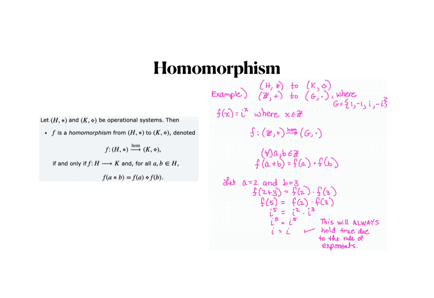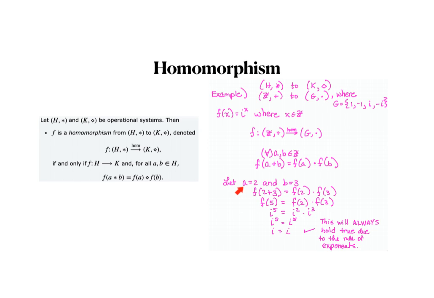And I'm going to show that that's the case. That means for all A and B that are in Z, just like over here, A and B are in H, here H is Z. For all A and B in Z, f of A plus B, plus is the star, has to equal f of A times f of B. Times is the diamond, like it is here. So let me show you how this works.